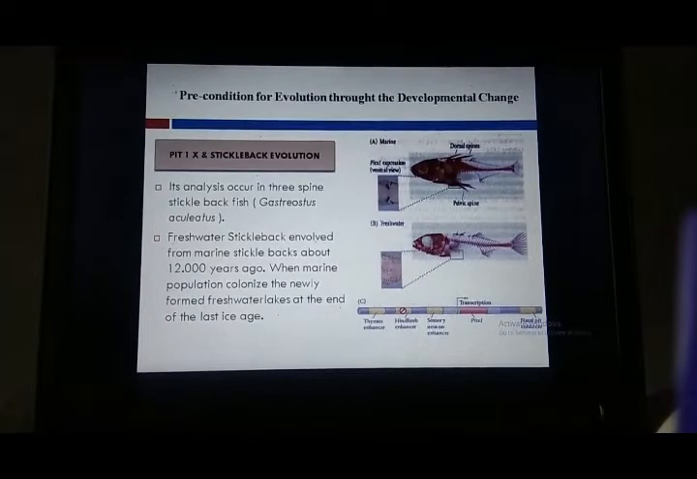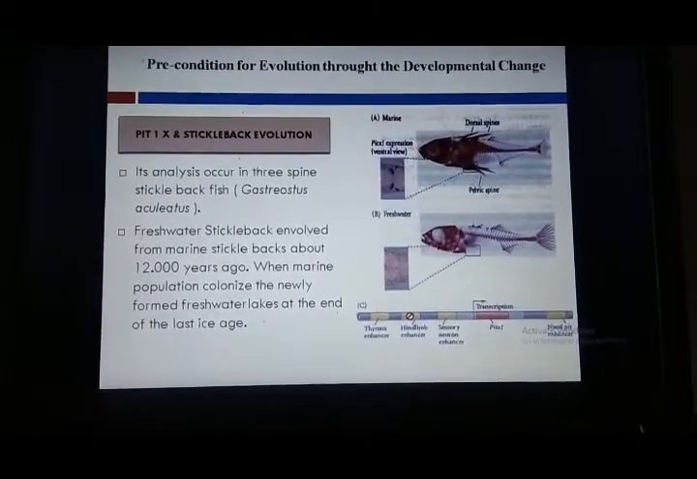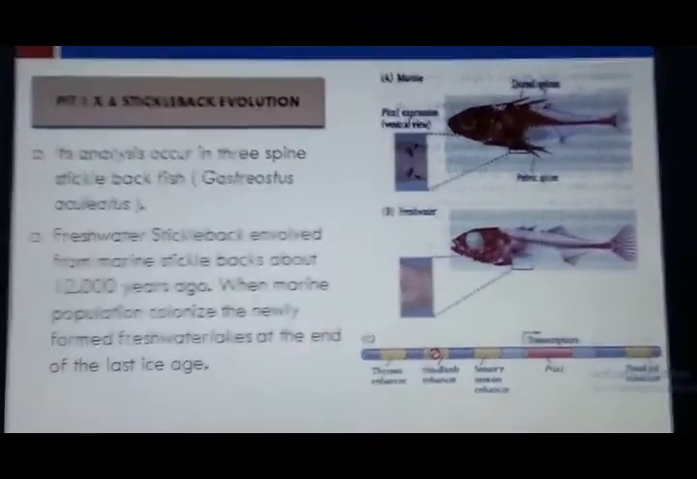But before that, freshwater stickleback fish evolved from marine sticklebacks about 12,000 years ago, when marine populations colonized the newly formed freshwater at the end of the last ice age. So I will explain to you about the picture. You can see.